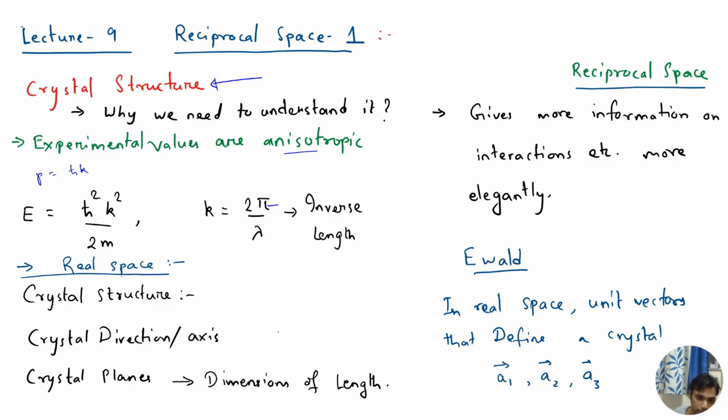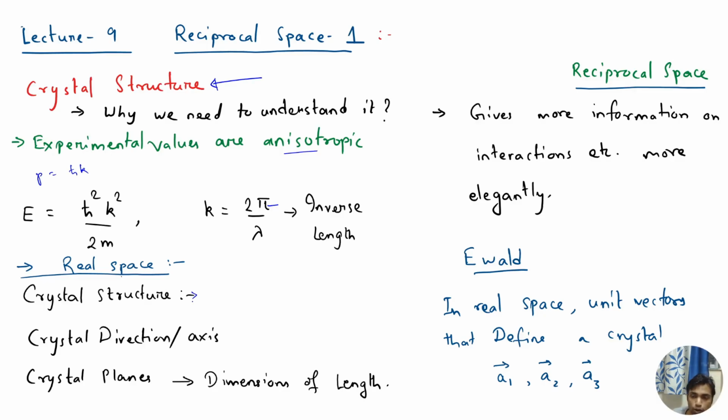So in real space, what we have is a crystal structure. A crystal structure is nothing but the periodic arrangement of the atoms or the ionic cores, and the crystal will have some direction or axis. For example, there would be certain planes of the crystal which have a particular direction; the crystalline plane will be perpendicular to a certain axis. So these are the things which we can define in real space.